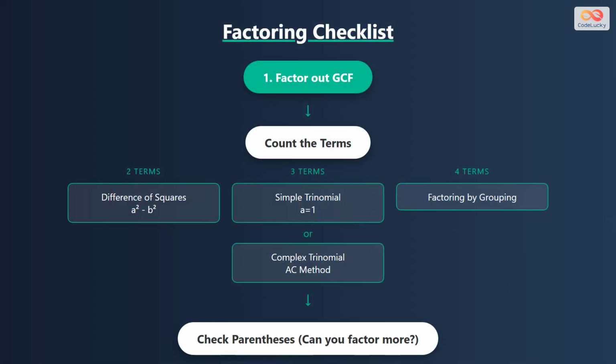To wrap up, here is your mental checklist for every problem. 1. Always factor out the GCF. 2. Count the terms. 2 terms, check for difference of squares. 3 terms, use the number puzzle or AC method. 4 terms, use grouping. Finally, always check your parentheses at the end to see if they can be split further. If you follow this flowchart, you will factor completely every time.